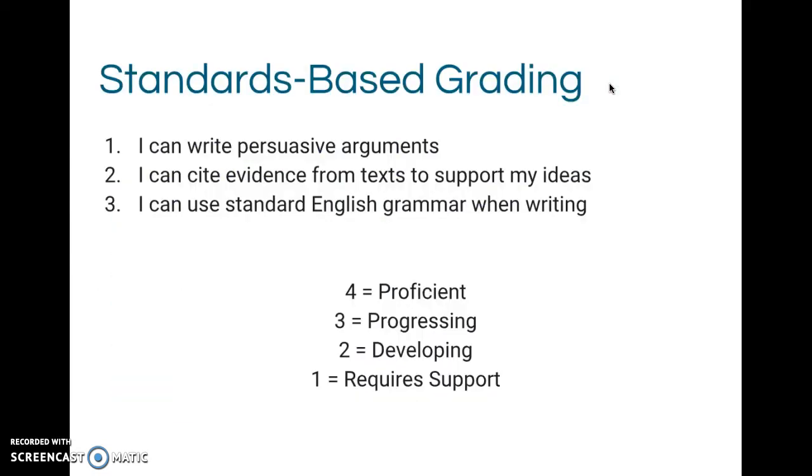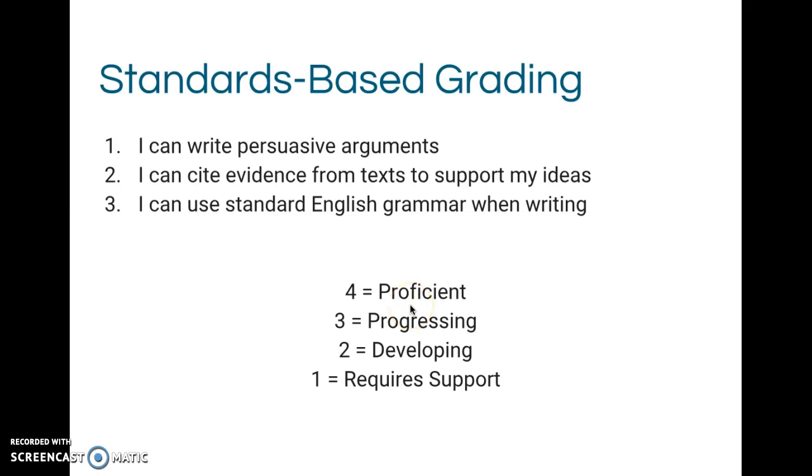Here are some examples of some standards that will be measured throughout this school year. 1. I can write persuasive arguments. 2. I can cite evidence from text to support my ideas. 3. I can use standard English grammar when writing. There's our 4 scale listed below. If this was one assignment, maybe for example a persuasive paragraph prompt that you turned in, I would enter that assignment in the gradebook 3 times because there are 3 different standards. I would assess each standard individually, either 4, 3, 2, or 1.